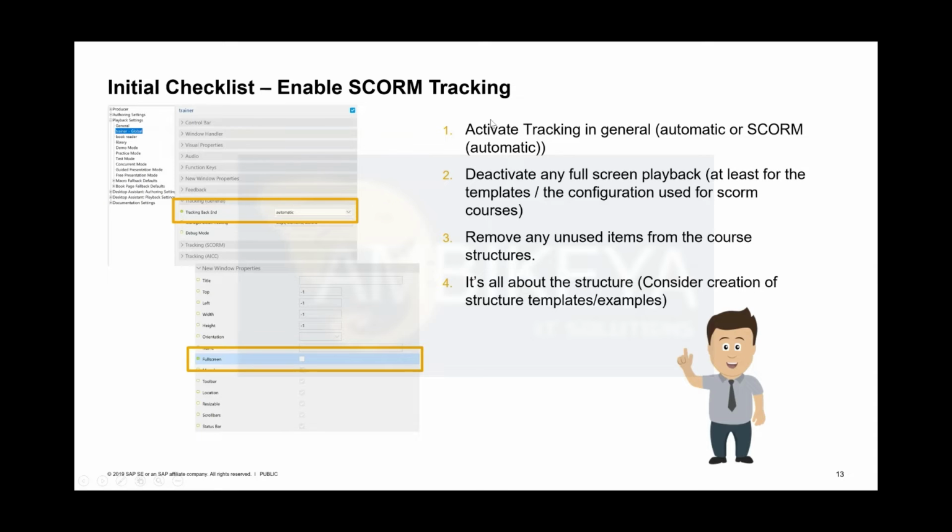So the first two are technically very, very important. If you don't do that, it won't work. And number 3 and 4 are just best practice. Get rid of the unused items and try to really intensely discuss structures with the authoring teams, because this is the part that they have to understand.